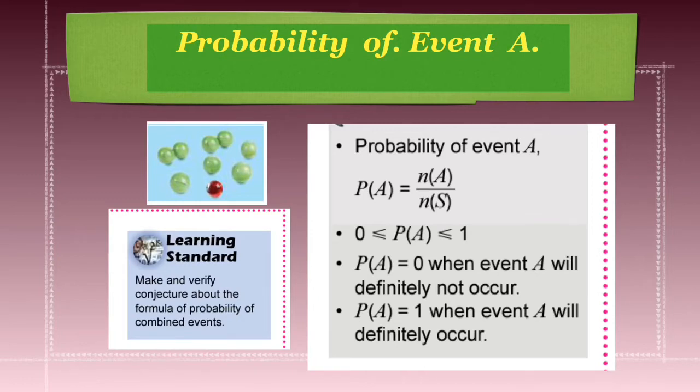Example, probability of selecting a boy from 5PS class. It is equal to 0 because selecting a boy is impossible from 5PS, right? And probability of selecting a girl from 5PS is equal to 1 because the event A, which is selecting a girl from 5PS, will definitely happen.